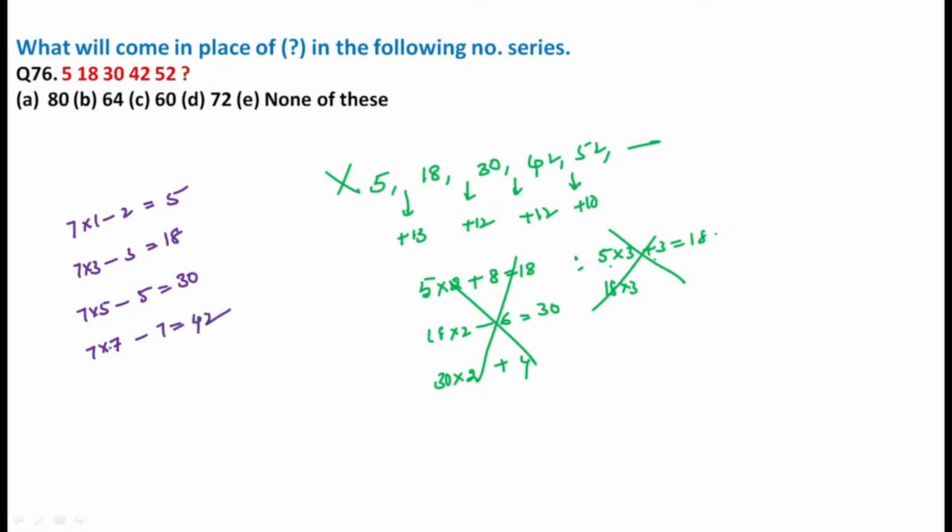So for the next number, 1, 3, 5, 7: 7 nines are 63 minus 11. It's a prime number, guys. Only in the prime number case can you get 52. The final answer is 7 into 11 minus 13. So 77 minus 13. Now the answer becomes 64.